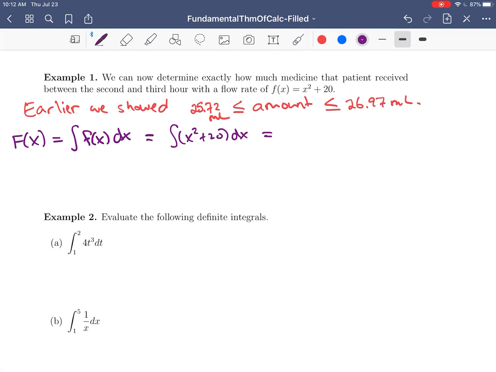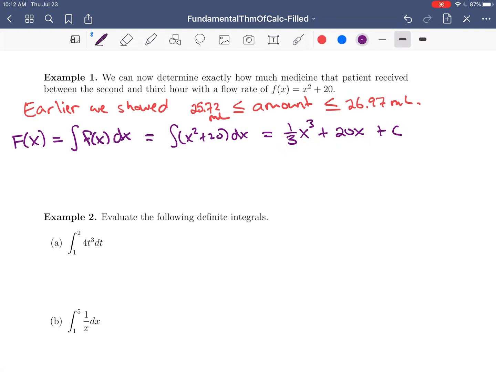I can do this separately. Using the power rule, the first part is going to be 1/3 x cubed, and then the 20 is going to be 20 times x. And then I have my constant plus c. So that's my antiderivative. I'm just going to use this part.